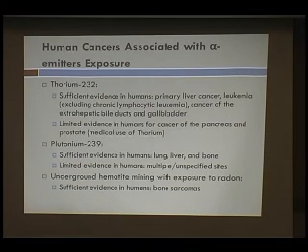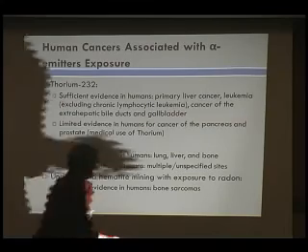So thorium 232, you have sufficient evidence for primary liver cancer, leukemia, but not really strong enough evidence for cancer of the pancreas and prostate. There's some evidence there, but it's not as strong as the others. Plutonium 239, lung, liver, and bone. And then underground hematite mining, there's sufficient evidence for bone sarcomas.